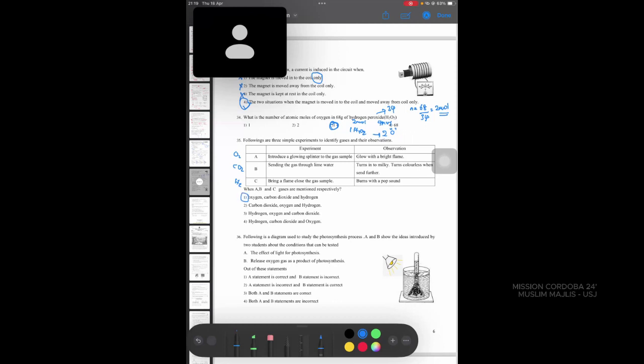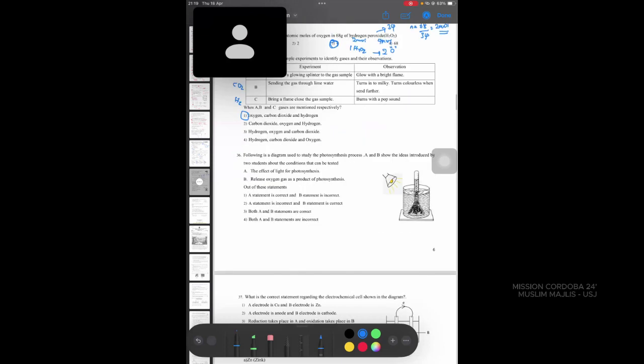Now here, the following diagram is used to study photosynthesis. A, B, C shows the ideas introduced by 2 students for the conditions that can be tested. Now using this, can you test for light in photosynthesis? No. Why no? Now when you say no, there should be a reason. When you say yes, there should be a reason. Someone said yes. Why yes? How can you do that?